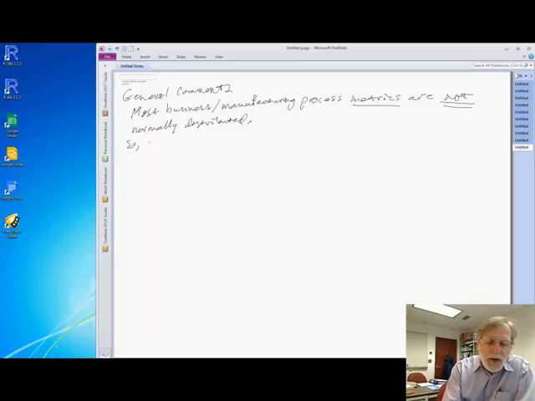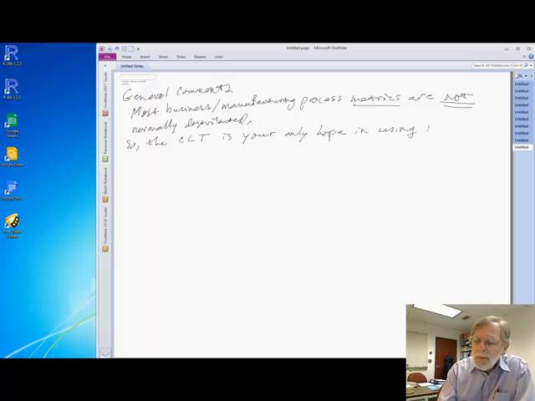So the central limit theorem is your only hope in using the normal distribution to find control limits for an X bar chart.